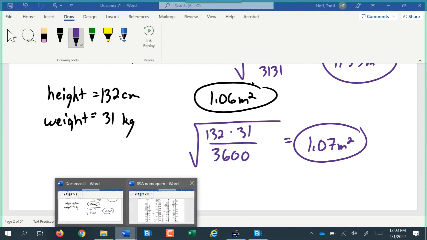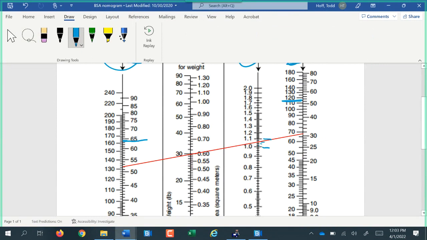Now, there are a couple of weaknesses in the nomogram. We're going to do a couple more examples yet, but there are a couple of weaknesses that I want to point out. One is these scales are what are called logarithmic scales. What that means is what this much space means at the bottom of the scale is way different than what that much space means towards the top of the scale. Let me show you what I mean.